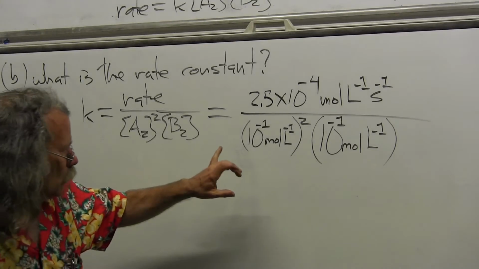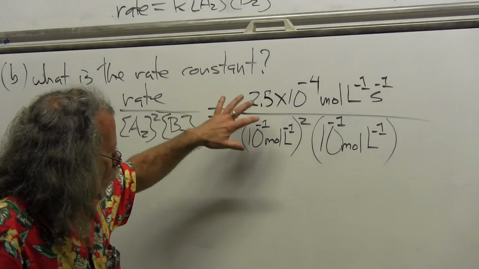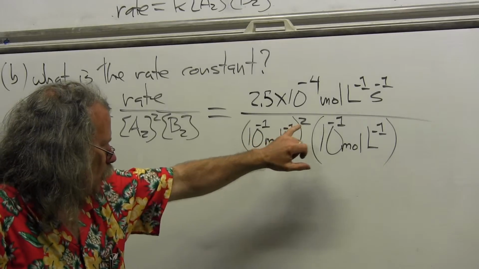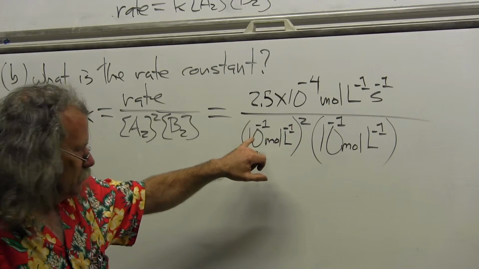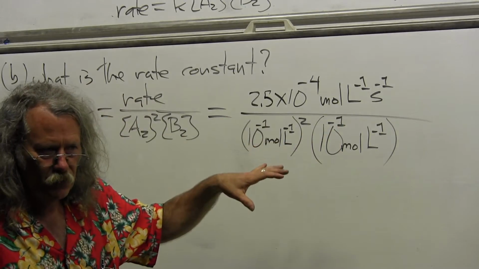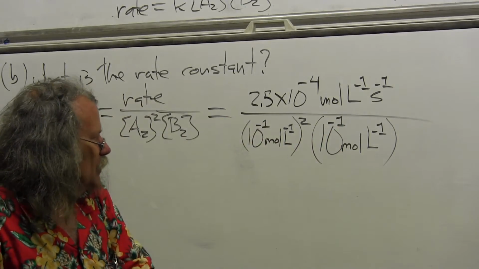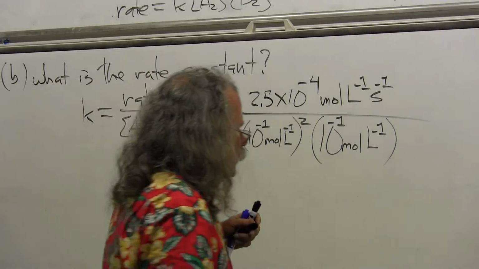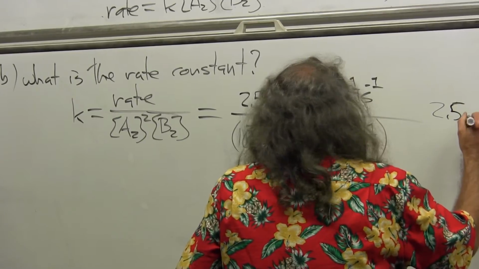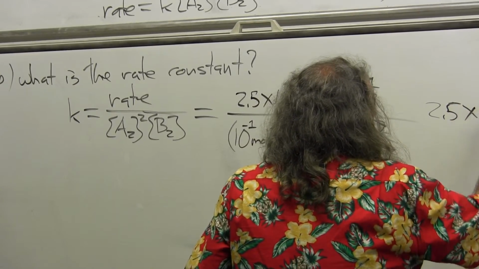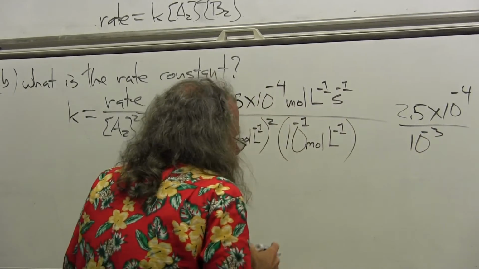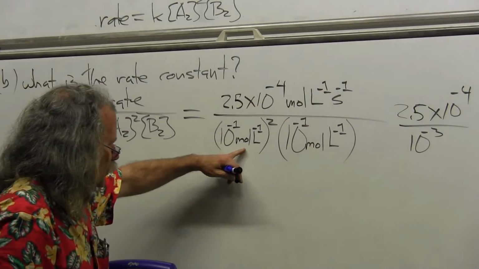And now let's just do the math. We'll leave the top alone for now. 10 to the minus 1 squared is what? 10 to the minus 2. 10 to the minus 2 times 10 to the minus 1 is 10 to the minus 3. So I'm going to end up with ultimately 2.5 times 10 to the minus 4 over 10 to the minus 3 in a minute. But now let's get the units straight.